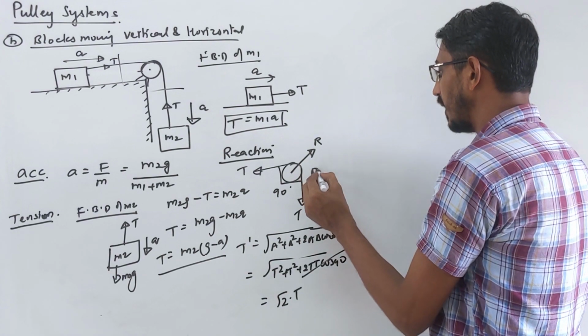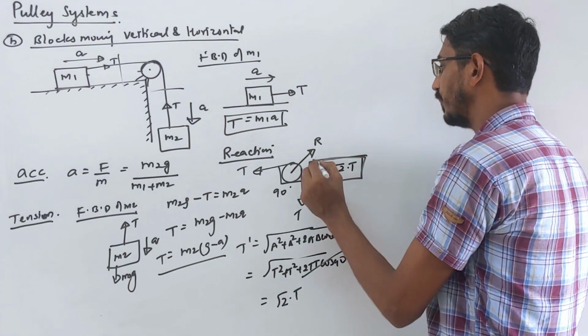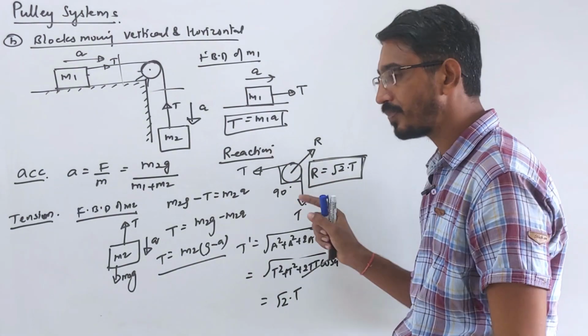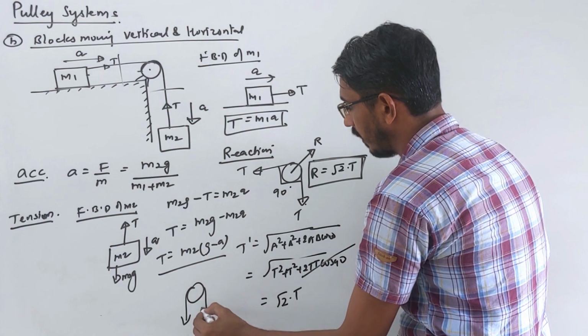So the reaction here, R, will equal what? Root 2 times T. Yes or no? So whatever angle is given here, you have to write it correctly. Last time we did both like this, correct.